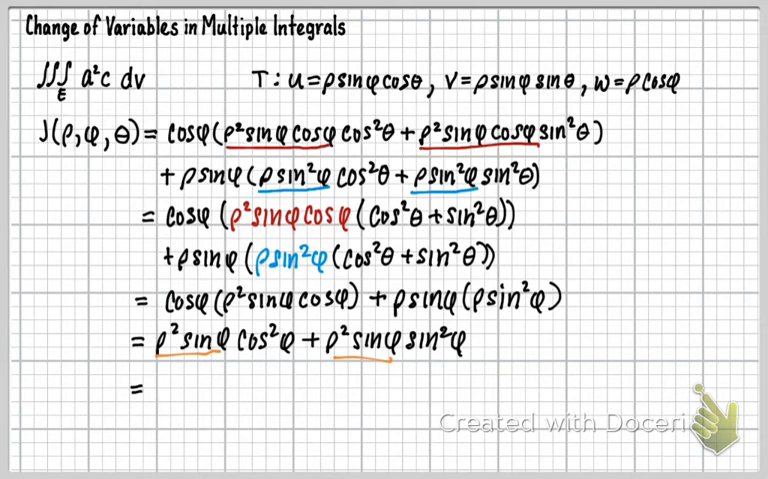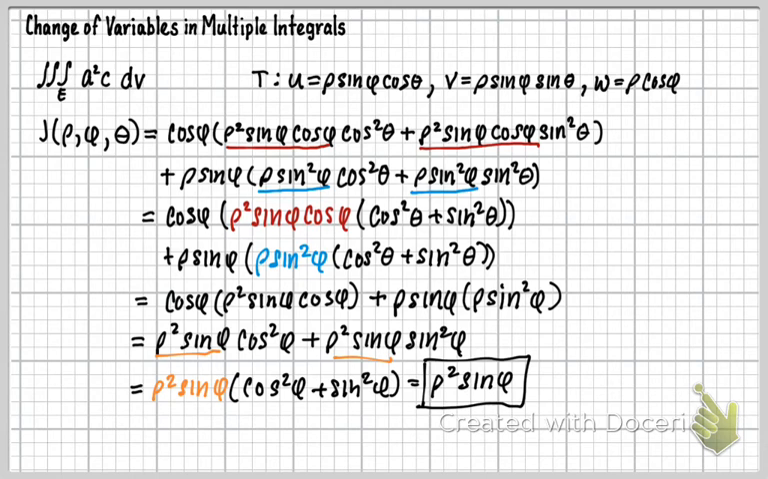And that will equal rho squared sine phi times cosine squared phi plus sine squared phi. And again, this equals 1. So then our final answer is going to be rho squared sine phi. And that's what our Jacobian is for this transformation here.